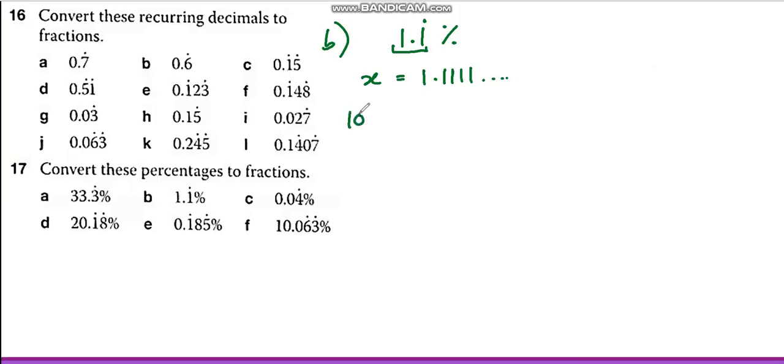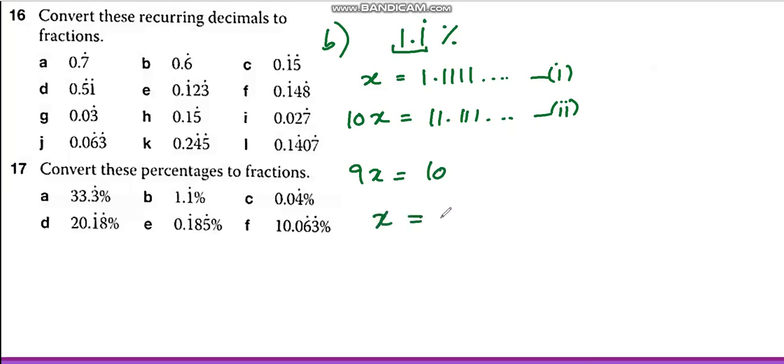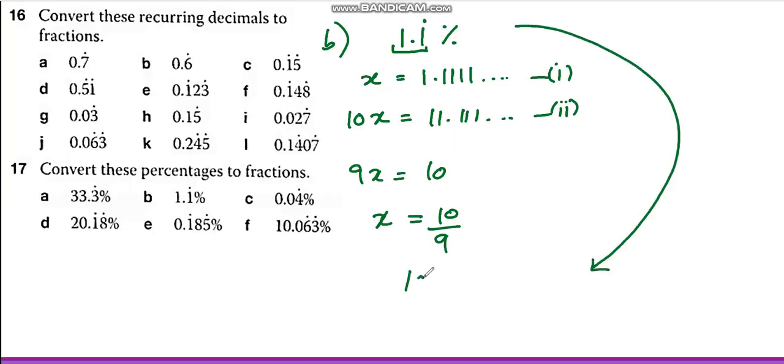And if we multiply both sides by 10, we get 10x on the left side, and we get 11.111 on the right side. And now if we subtract equation 1 from equation 2, we get 9x on the left side and 10 on the right side. And further, if we solve, we get 10 divided by 9. So we can replace 1.1 with 10 divided by 9, and the percentage symbol can be replaced with divided by 100.